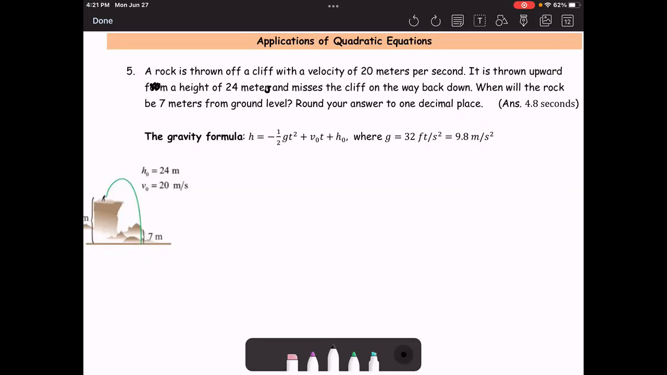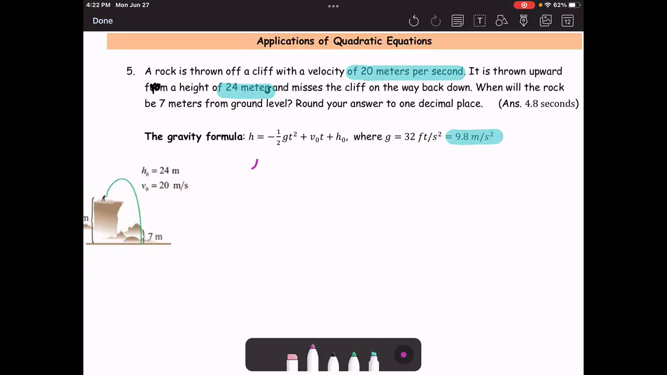The gravity formula is given in the form of h, or the height, equals negative 1/2 g t squared plus v naught times t plus h naught, where v naught is the initial velocity. In this case, the initial velocity would be 20 meters per second, and the h naught, or the initial height, would be 24 meters. The g is the gravity. Since the unit is in meters, in the metric system, we're going to use the g value as 9.8 meters per second squared.